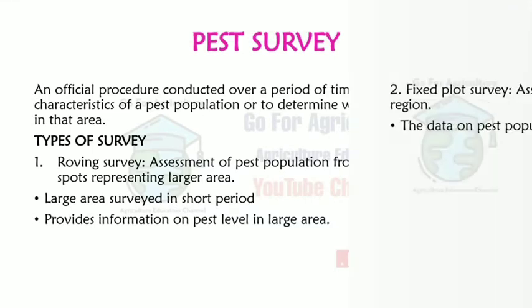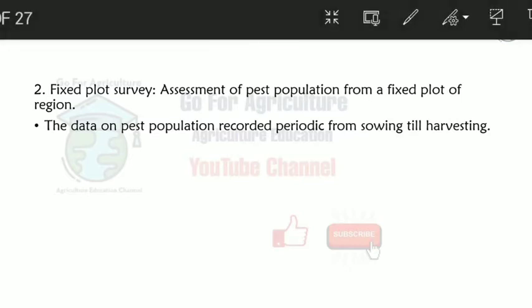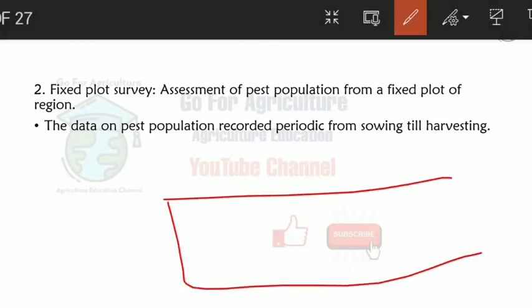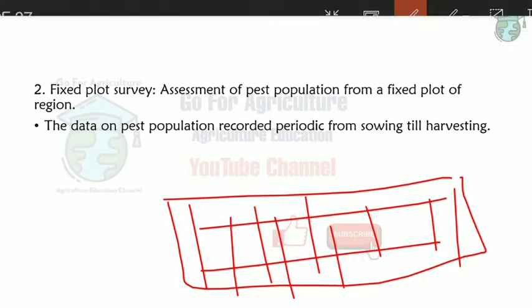The next is the fixed plot survey. This is the assessment of a pest population from a fixed plot of region. For example, if you take a fixed plot and collect samples from everywhere in this plot, this is the fixed plot survey. The data on pest population is recorded periodically from sowing till harvesting. This is done in the fixed plot survey.